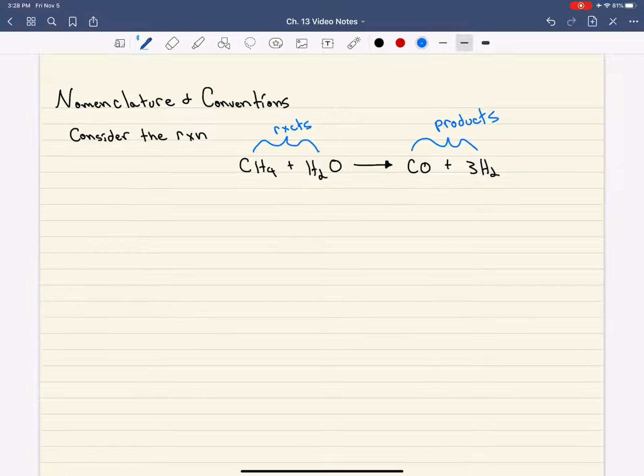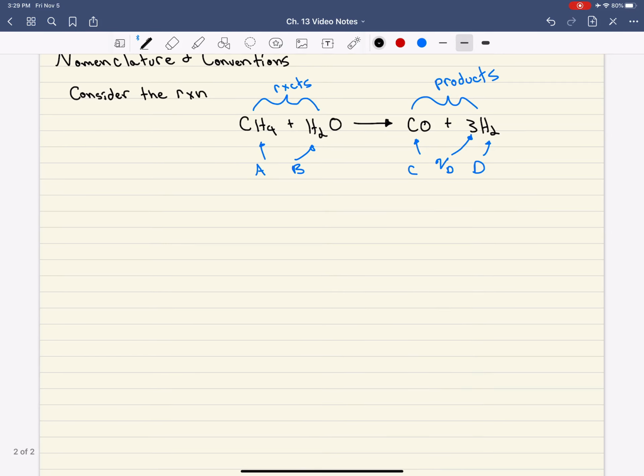And we're going to refer to methane as chemical A, water as chemical B, carbon monoxide as chemical C, and the H2 as chemical D. All right? And so in front of H2, you see that there's a 3 there. We're going to refer to that as the stoichiometric coefficient to H2. Okay?